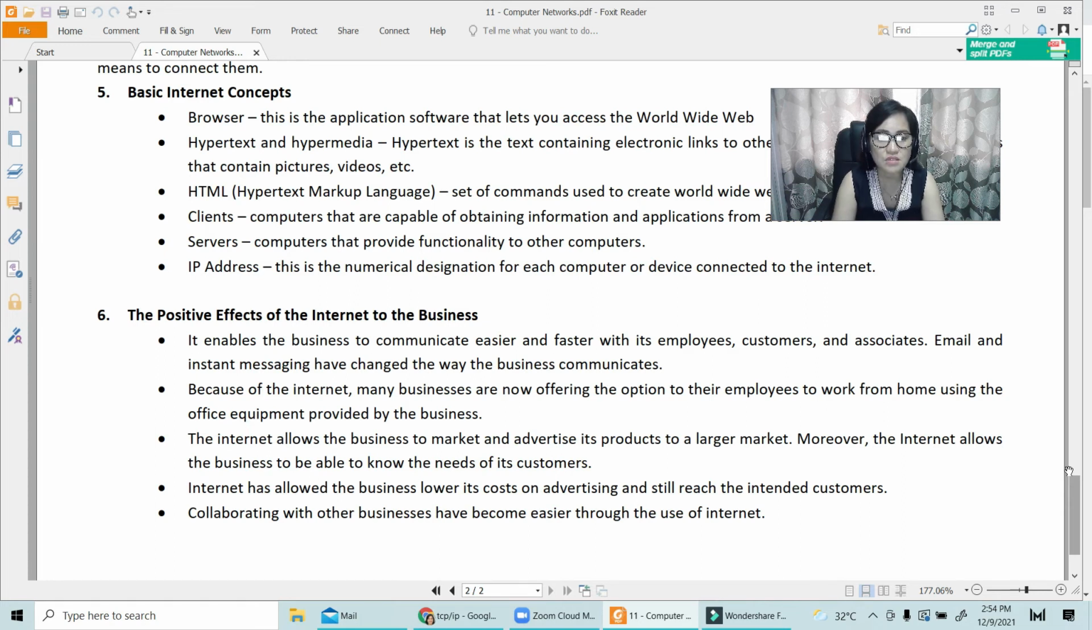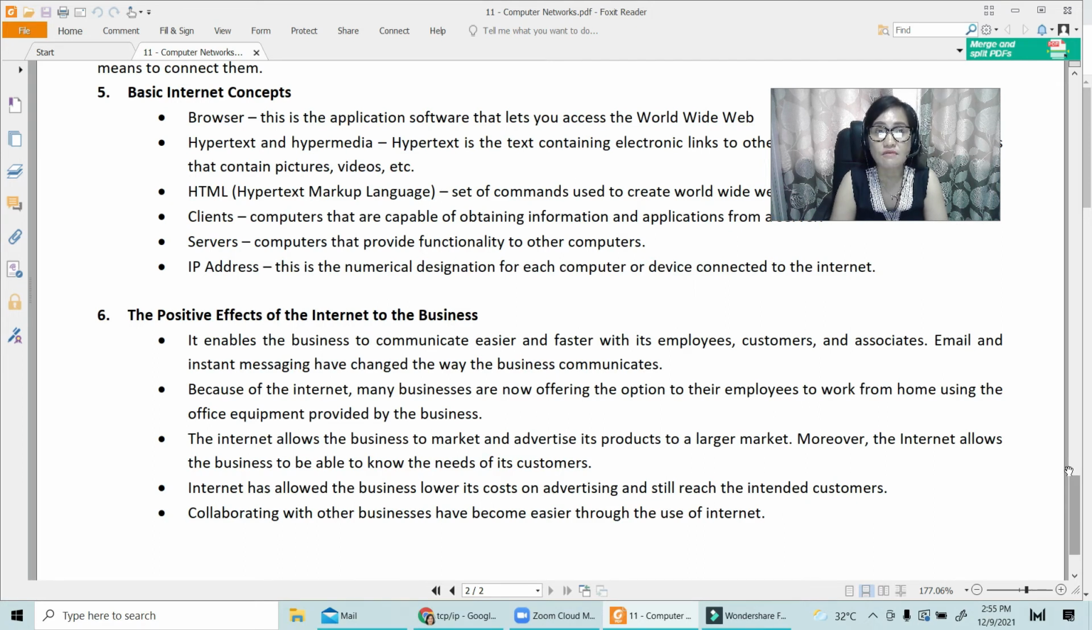The second one is because of the internet, many businesses are now offering their employees the option to work from home using the office equipment provided by the business. Actually, now I am work from home. Thursday is my work from home, but I'm here in the office. But since the internet is here already, it is possible for employees to work from their home as long as everything is there in their laptop, or they have the computer, or the devices to help them function in their job, even if they're at home. So that's precisely because we have the internet.